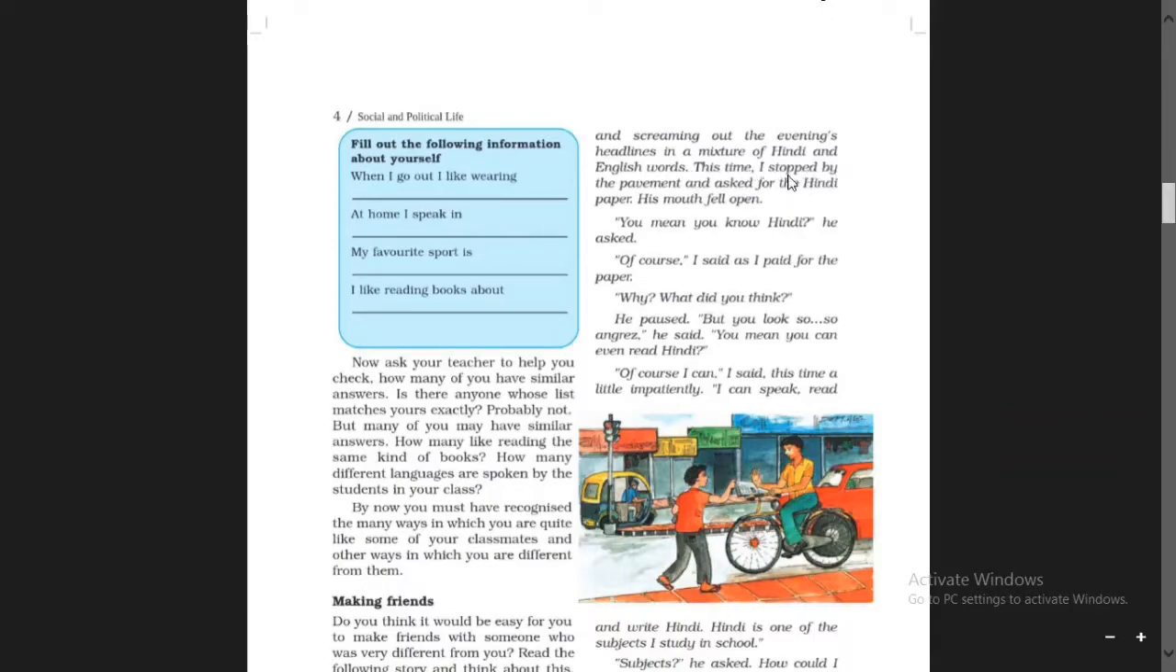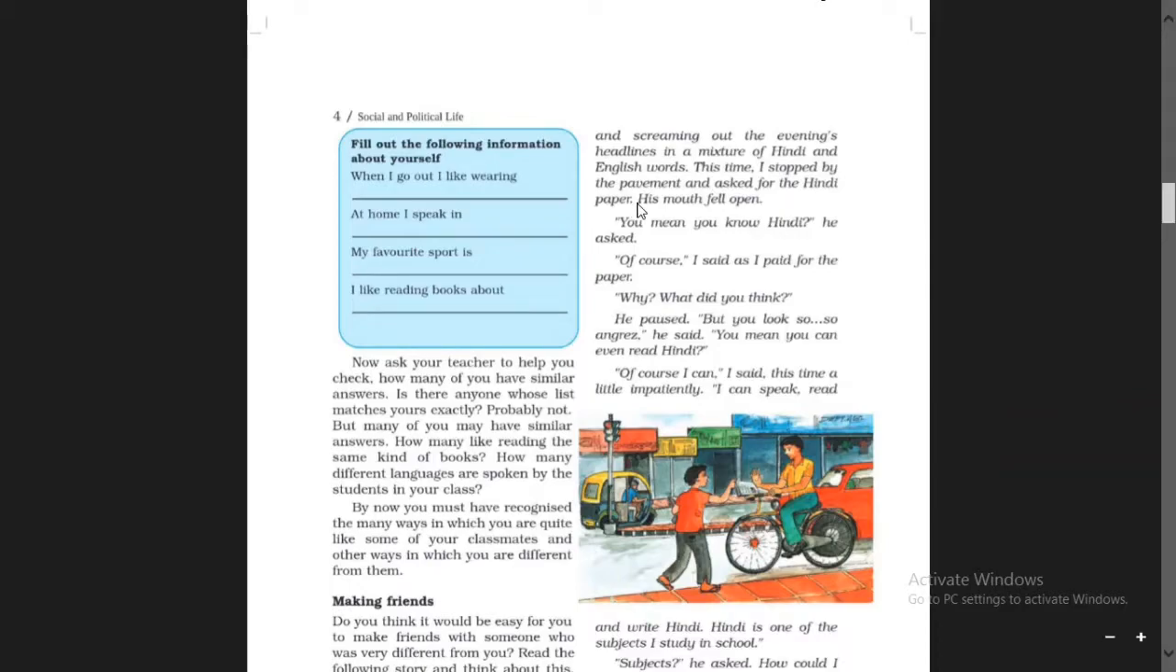This time I stopped by the pavement and asked for the Hindi paper. So this time means at the time I stopped by the pavement. Pavement means a path for pedestrians at the roadside. Pedestrians means those who walk on footpath, like that we have to say.